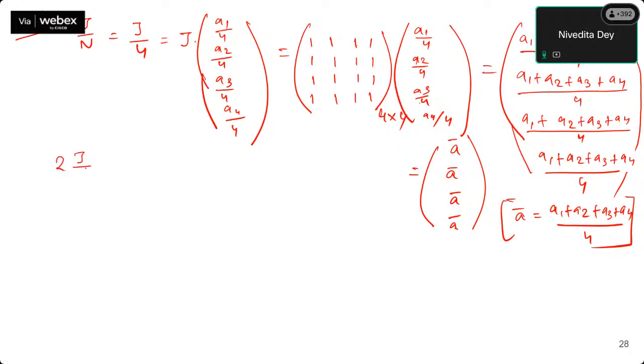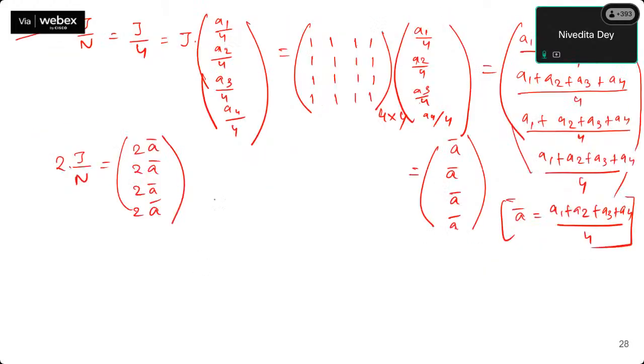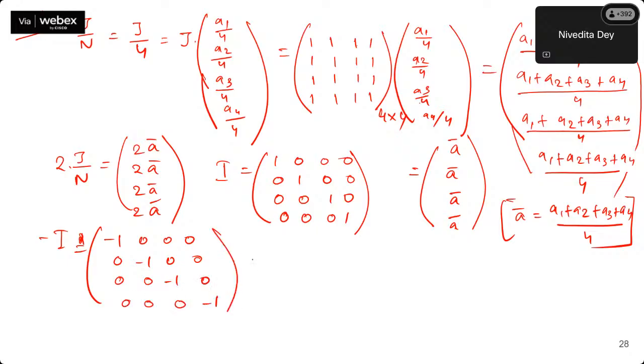Then 2j by n, 2j by 4 will be what? 2 times this thing. Let me go back. 2j by n we already computed. Now it is a minus I, right? So I is what? Considering I is 1 0 0 0, 0 1 0 0, 0 0 1 0 and 0 0 0 1. So this is minus I. So minus I will be this thing. Now minus I plus 2j by n will be what?